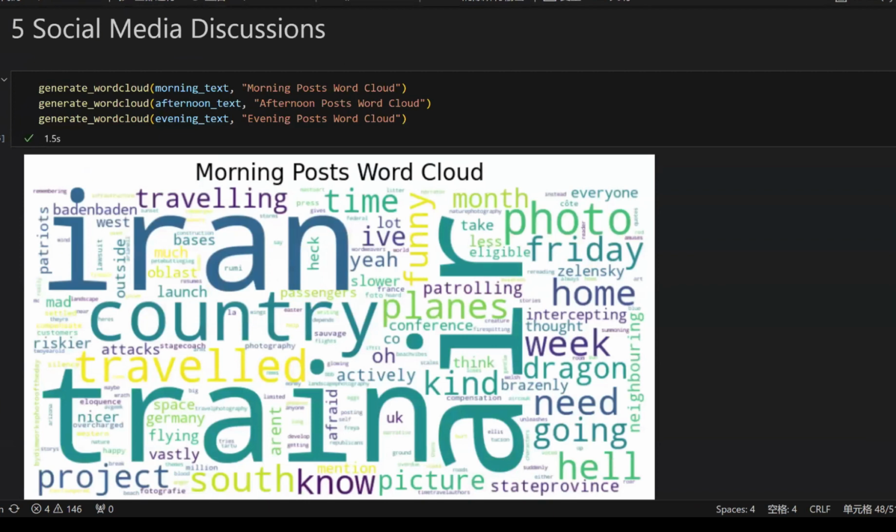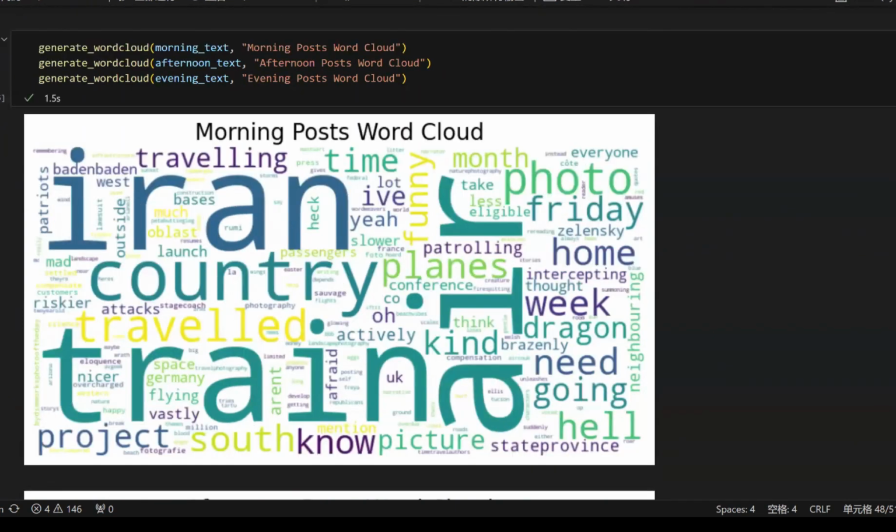Tourists often rely on social media for information and recommendations, so we collected and analyzed Mastodon posts to showcase popular travel-related content. These word clouds reveal distinct patterns in what people are talking about, giving us a deeper understanding of travelers' interests and concerns as the day progresses.